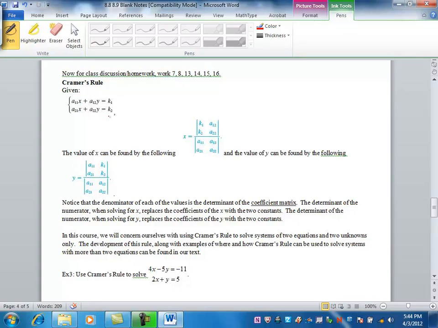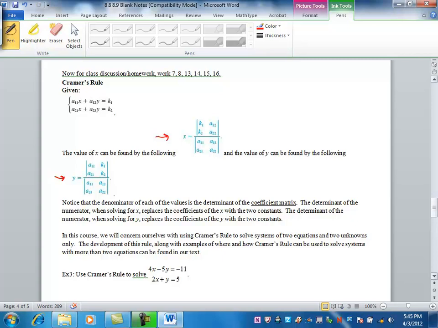What you do when you're trying to find x and y using Cramer's rule, you take your coefficient matrix. Remember we talked about that in the last session? The determinant of that matrix is your denominator when you're finding both the x and the y. The numerator, if you're looking for x, you're going to take the coefficients of the x and replace them with these constants. And for y, you're going to take the coefficients of the y and replace them with the constants.